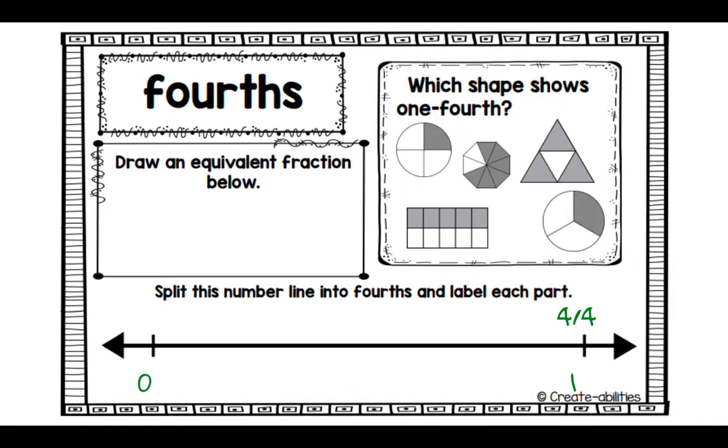All right. I want you to do this fourths page, the first 2 parts on your own. So which shape shows 1/4, and then draw the equivalent fraction below. And then we'll do the number line together in just a second. So I want you to do the first 2 boxes on your own and then push play.